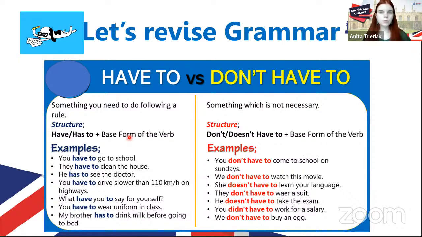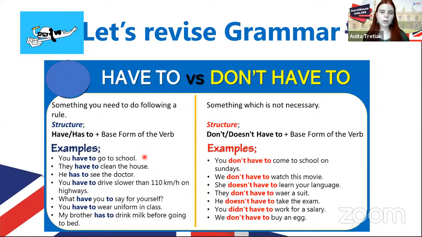So let's imagine that you took have or has to, and then you need to use the base form of the verb. What is base form? It's the verb that has no endings, no other prepositions, just the verb as it is. So example here, you have to go to school. You see, have to, and then the word go, no endings here, it's just the word go. And then to school, you have to go to school.